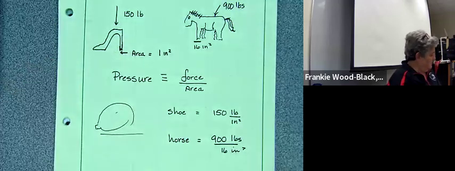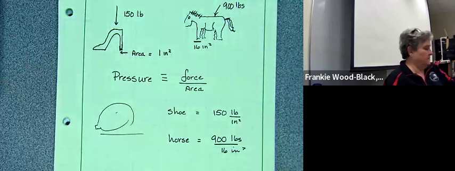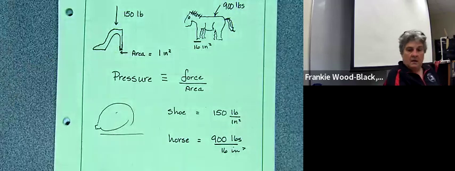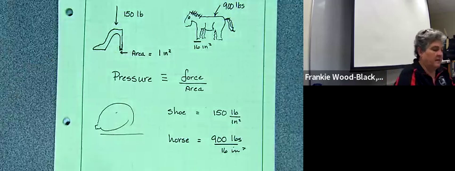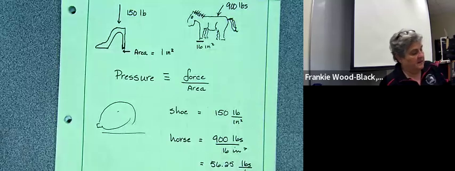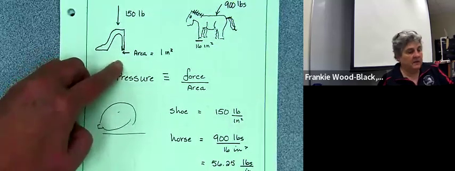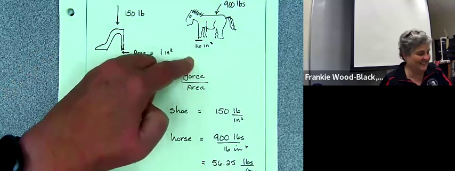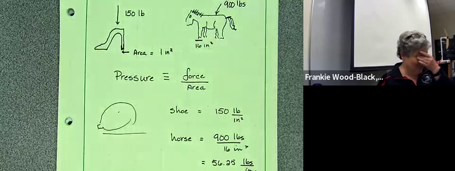Oh, okay. I have to do that calculation. I said, oh, I don't need my calculator because I've already got it all in my notes. And well, you know, we all have rough days. 900 divided by 16. That's only 56.25 pounds per square inch. This one will break your bone. This one will just hurt.